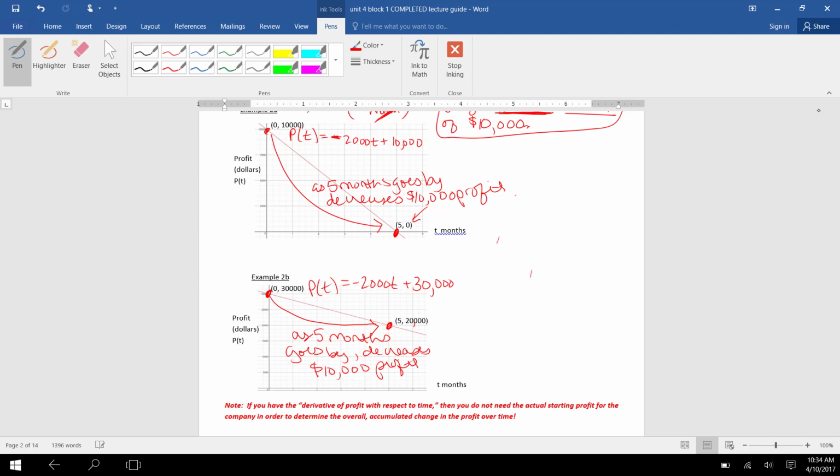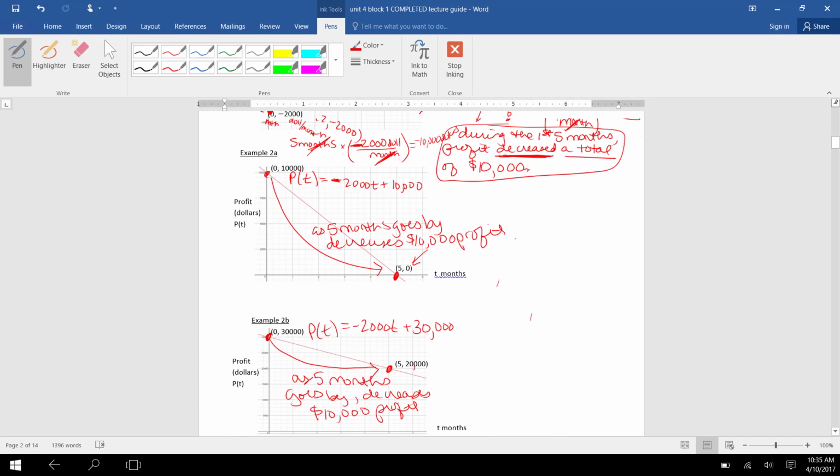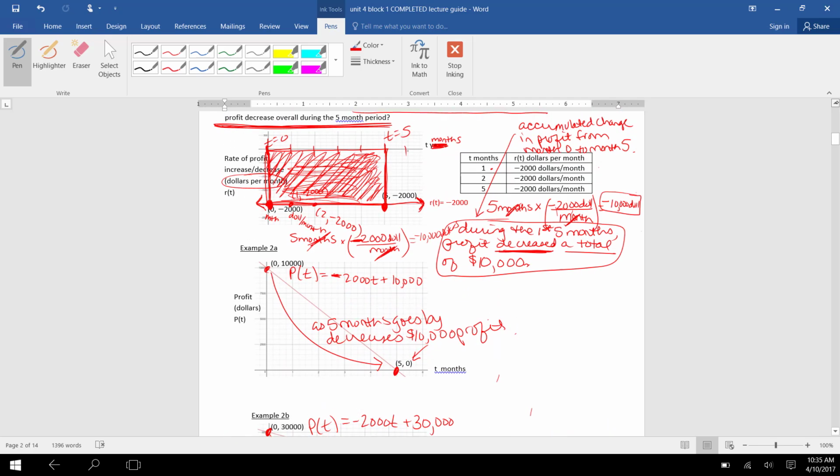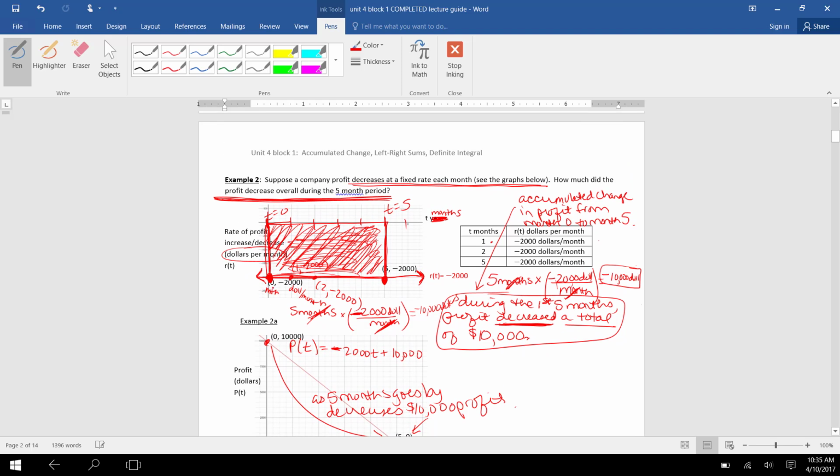But again, I didn't have to have the original profit function to identify that it went down $10,000. The accumulated change over that 5-month period, we found that using the derivative of these functions. So when given that derivative function, r equals negative 2,000, we were able to take the area between the rate function and the x-axis, count it as negative because it's below the x-axis, and that told us the accumulated change in the profit.